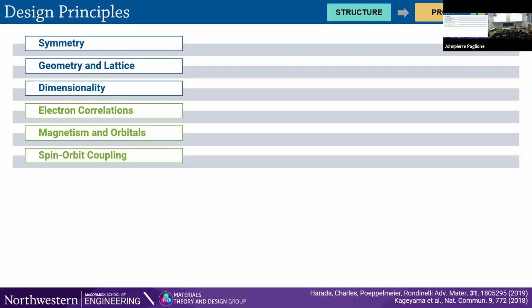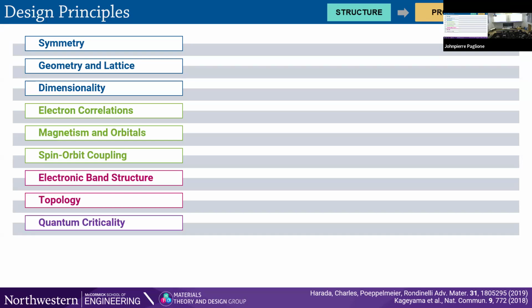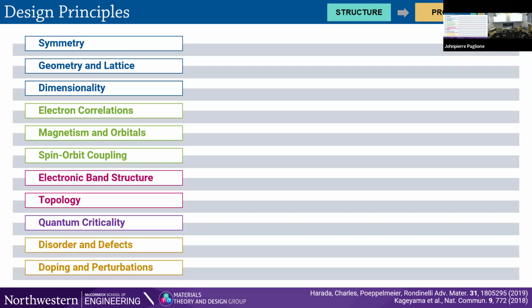What about magnetism, the orbitals that are filled? How important is spin-orbit coupling? What's the electronic band structure? What's the topology of that electronic band structure? We can ask something about quantum criticality, if that's relevant for the physical properties that we're trying to design.